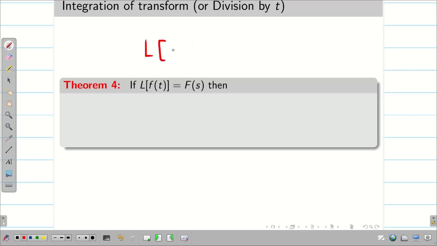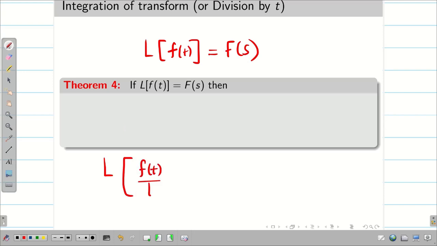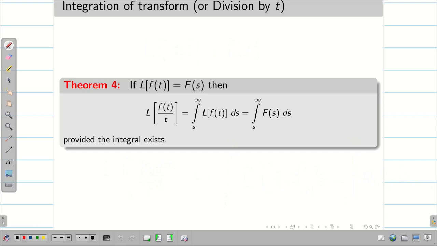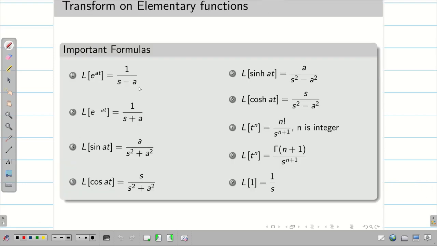So if L of f of t is equal to capital F of s, then L of f of t divided by t is equal to integral s to infinity of L of f of t ds, or we can say this as integral s to infinity capital F of s ds, provided the integral exists. Now let us go into the problems. Before that, just recall the elementary formulas.